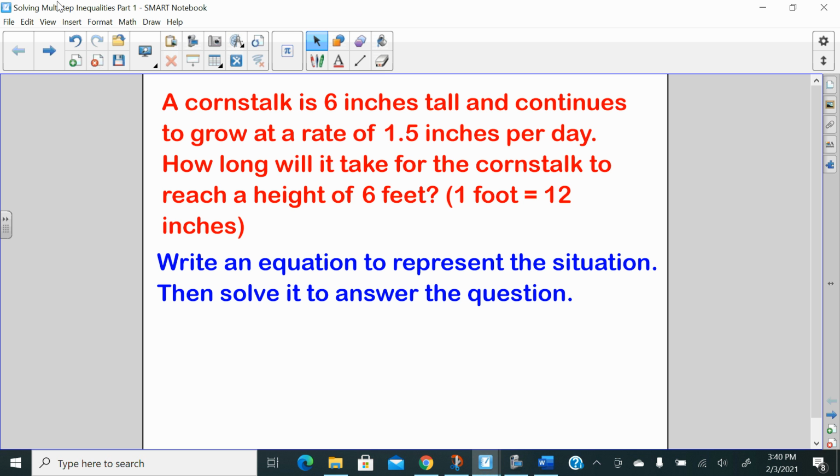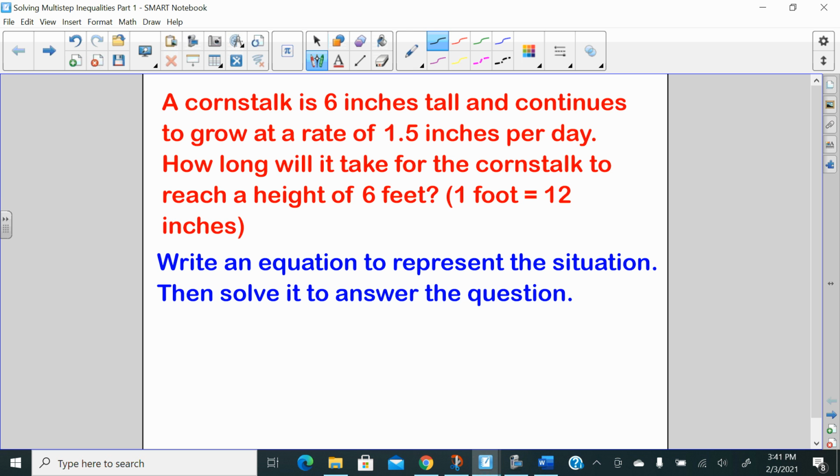So, okay, a cornstalk is 6 inches tall and continues to grow at a rate of 1.5 inches per day. Now, when I stop there, I actually have a picture in my mind: there's this cornstalk, it's peeping out of the ground, there's already 6 inches showing, and from that point on, it's growing at a steady rate of 1.5 inches per day. And yes, in the back of my mind, I'm thinking in your dreams, because only in math problems do things grow at a constant rate like this. But this is a math problem, so we're going to stay in this little imaginary land, okay?